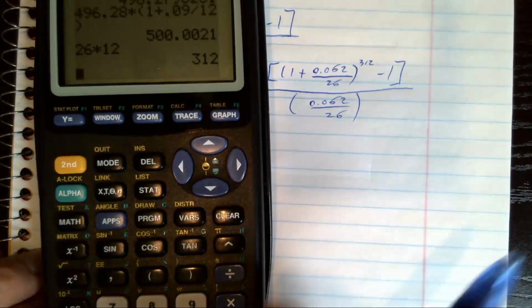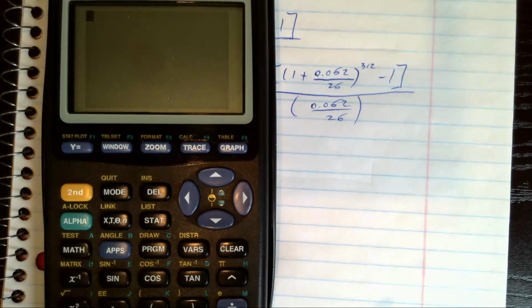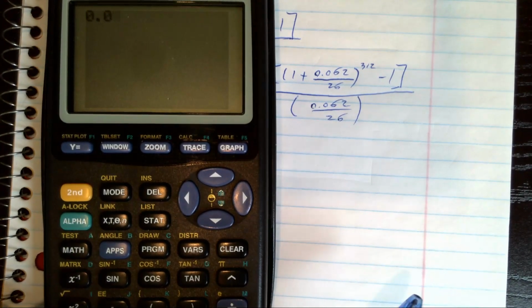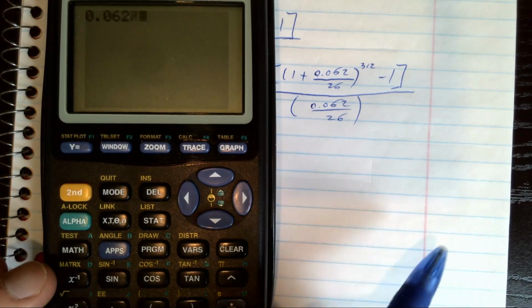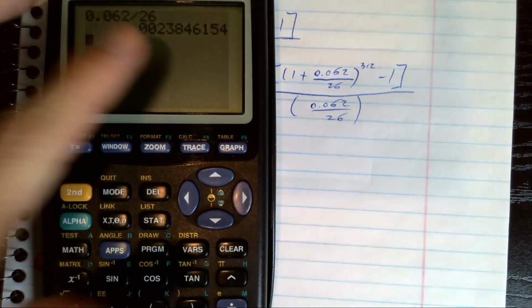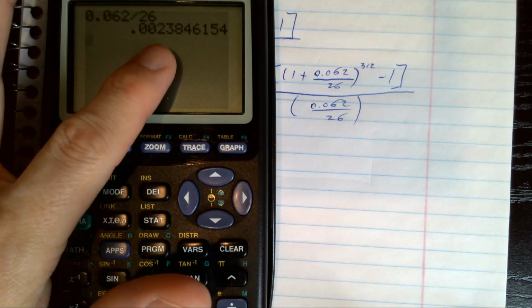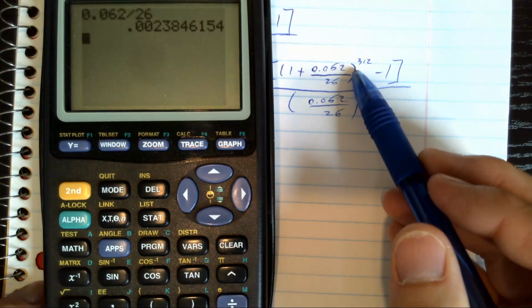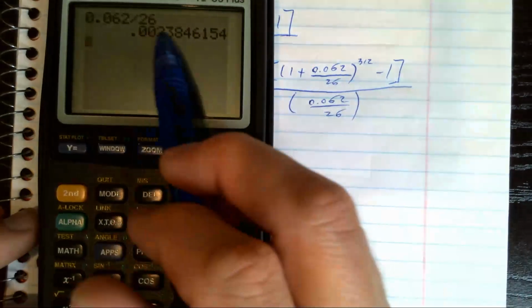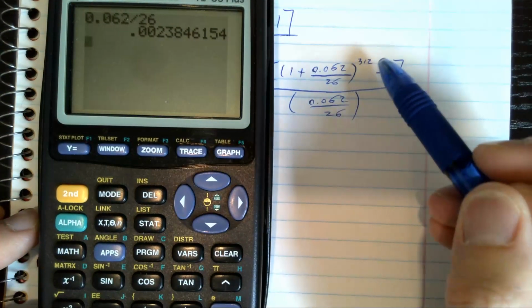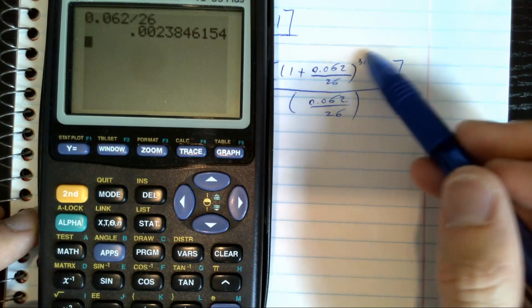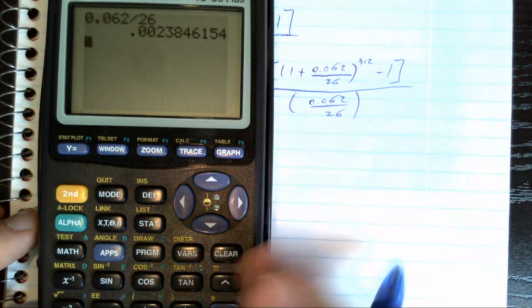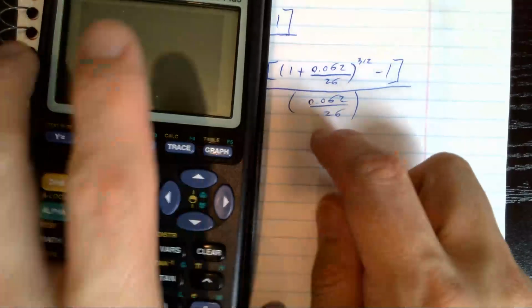For calculator use, it's strongly recommended that you do not round this number off. We try to teach students to touch their calculator once. We shouldn't be typing in 0.062 divided by 26, and then rounding that number off to like 0.002. We add 1, we raise that to an exponent 312, and any rounding we do here is compounded by that exponent. So try to type this in one go.